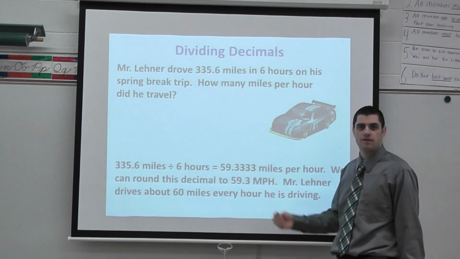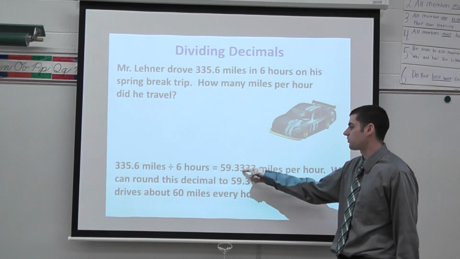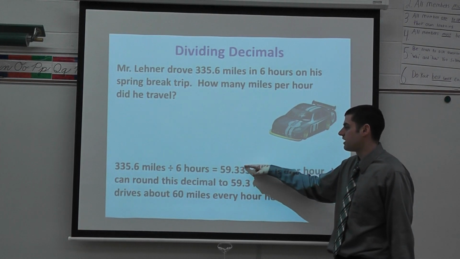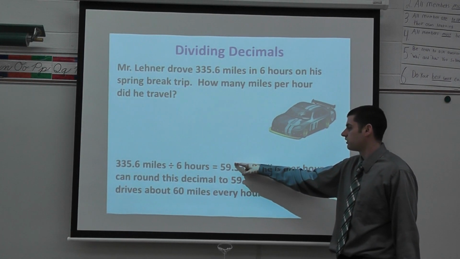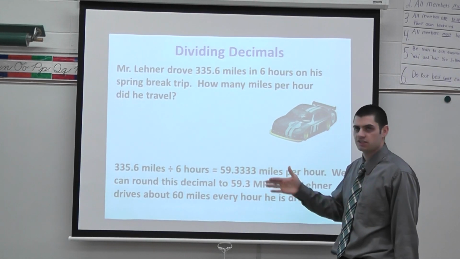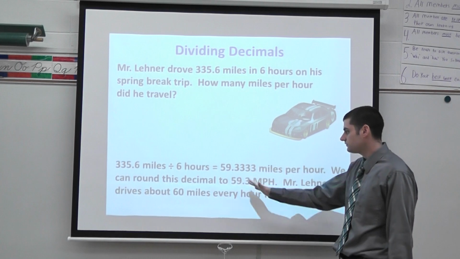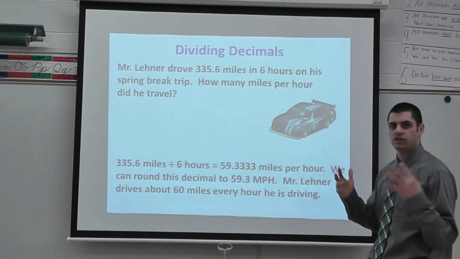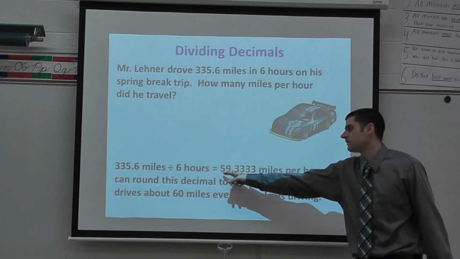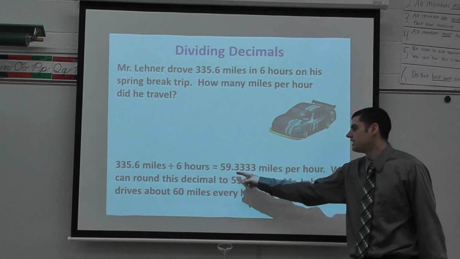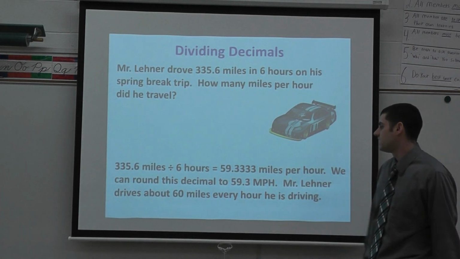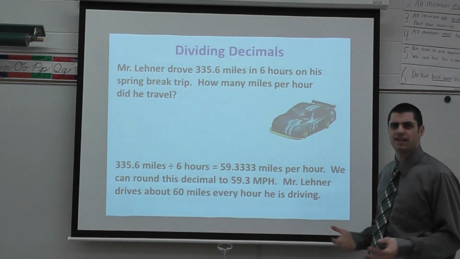Now, we've talked a little bit about repeating decimals. When you see the 33333 on your calculator or phone, a lot of times you'll see a little bar. You can write it as 59.33 with the bar above it. That tells you that it's a repeating decimal. It's going to continue on and on forever. If I was going to use a little bit of rounding, I can round this decimal to 59.3. Again, look to the number next to it in my decimal, and I would say that this would be 59.3 miles per hour.